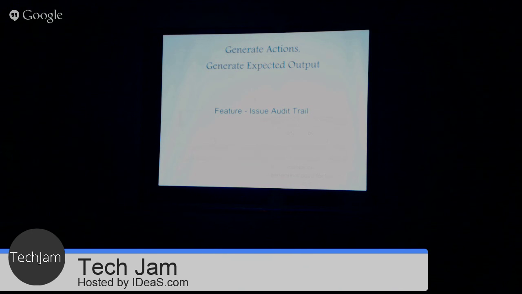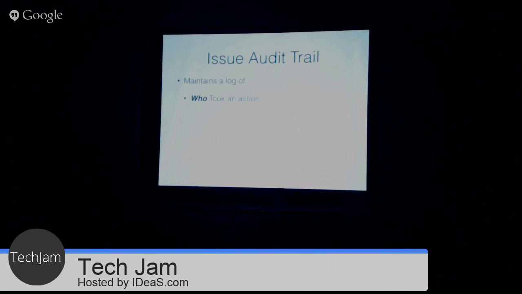So we look at the same thing that I talked about, generation of both actions and the expected output, with the feature which we had called issue audit trails. So what is an issue audit trail? It's simple. You maintain a log of who took an action on the issues and what action they took. This was useful for our customers and even for us, to see what happened behind the scenes.